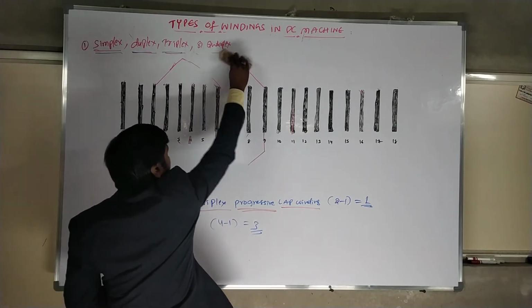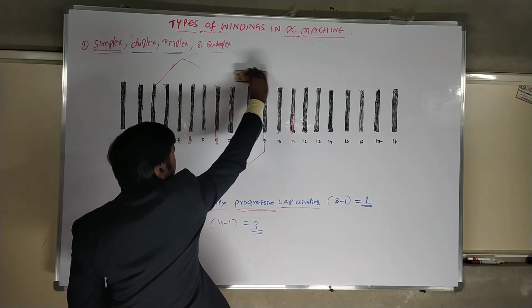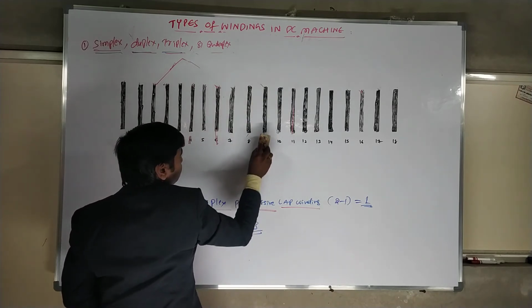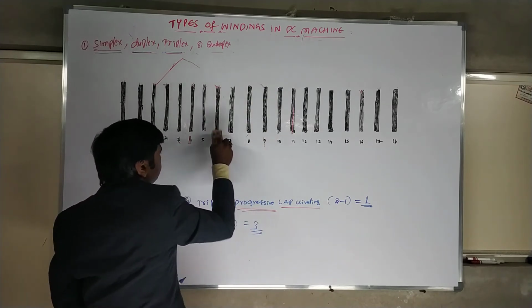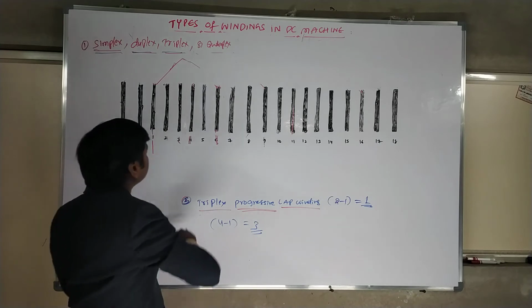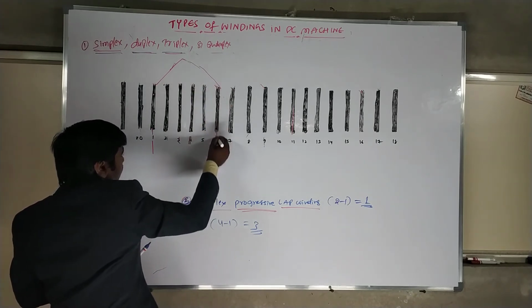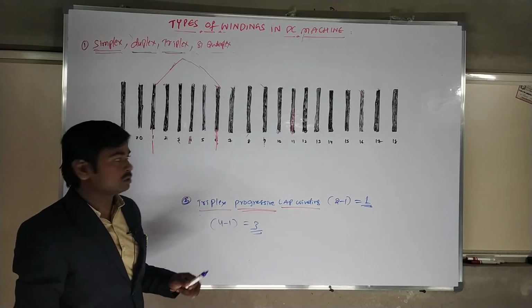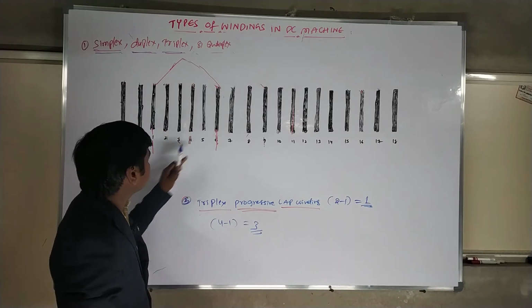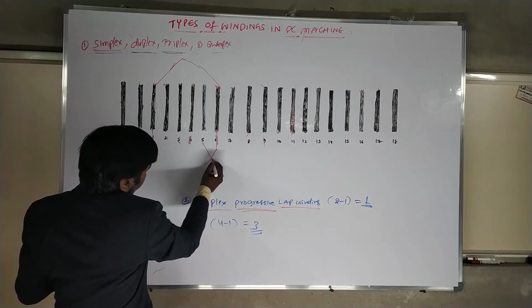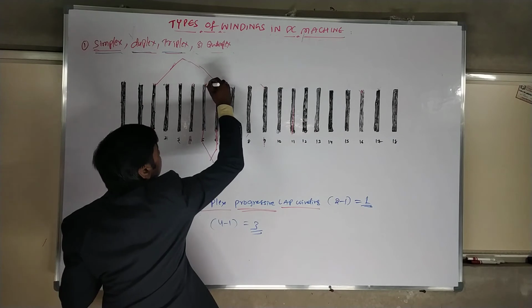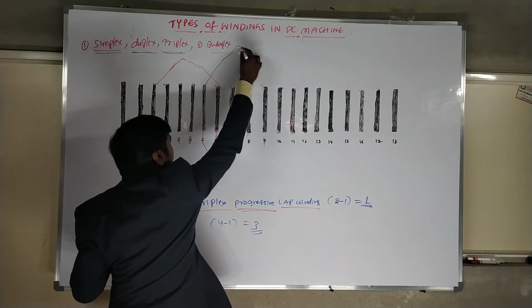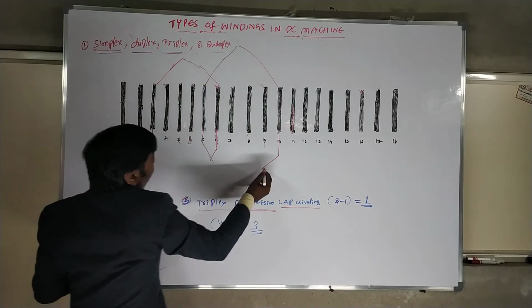You can do your own and check whether it is correct or not. It's very simple. After this, you need to connect to the fourth slot. 1, 2, 3, fourth slot. You can connect like this. Then go like this. After this, 1, 2, 3, fourth slot. Like this it will come.